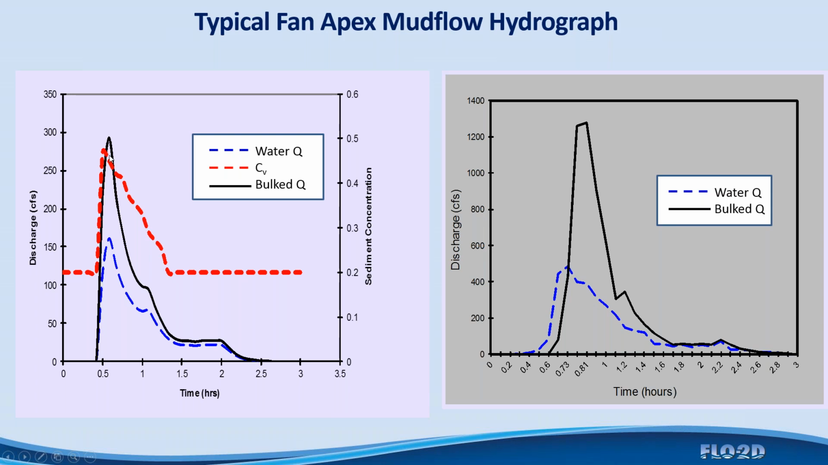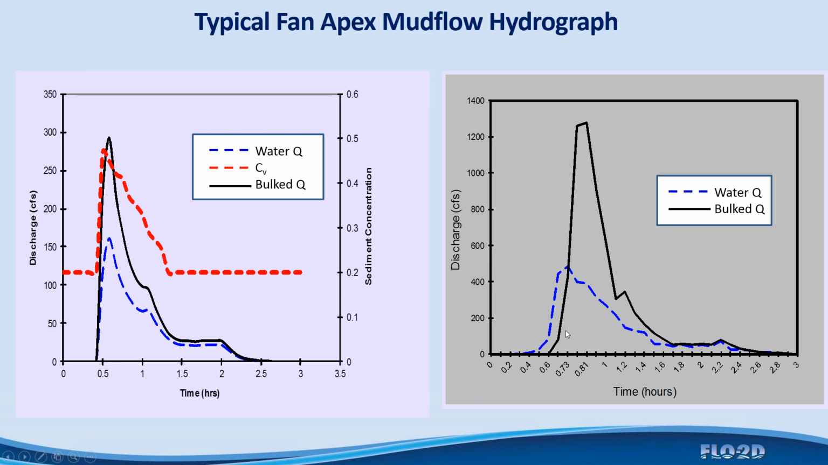the black line here. You can see it's highly bulked up to a discharge, in this case of around 300 CFS, where the original hydrograph, if you just modeled water, was only on the order of 150. Then if you propagate this downstream to, say, the fan terminus, you can see that the timing here, the peak occurs at around 0.6.